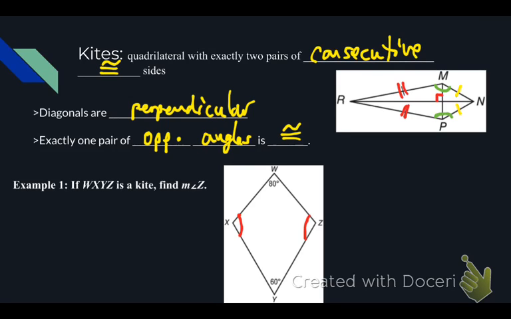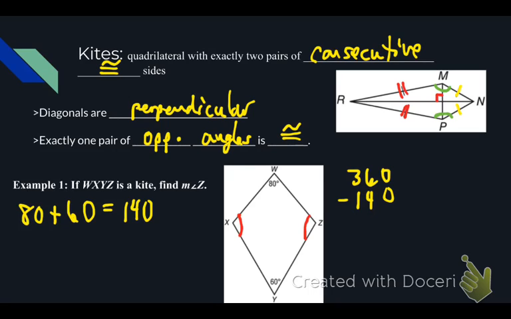So 80 and 60, okay, well think about this. It's a quadrilateral. How many degrees total are inside a quadrilateral? 360. So we have 80 plus 60. So we already have, what, 140 degrees? So if we take that away from 360, so 360 take away 140, because we already have 140 degrees marked there between the 80 and the 60. So we have 220 degrees left.